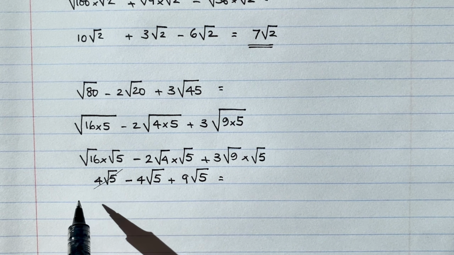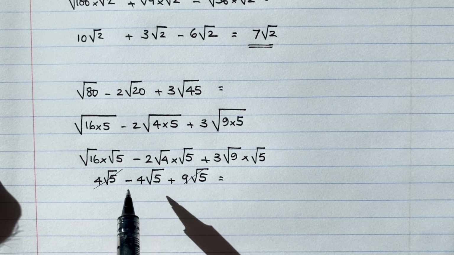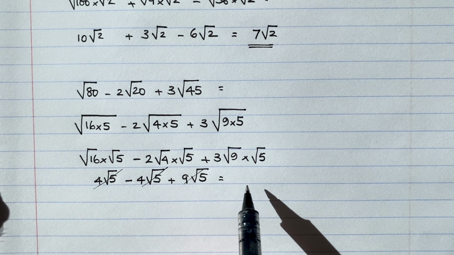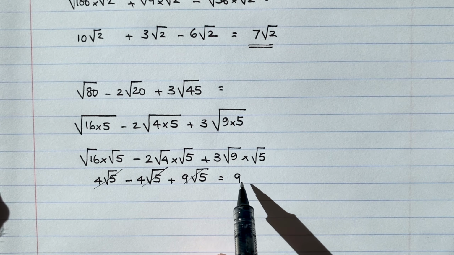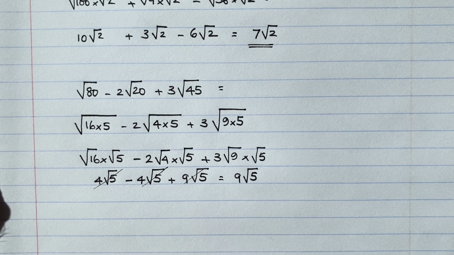Now we have 4 root 5 and 9 root 5. Actually 4 root 5, take away 4 root 5. All we have left is 9 root 5. That's the final answer to this question.